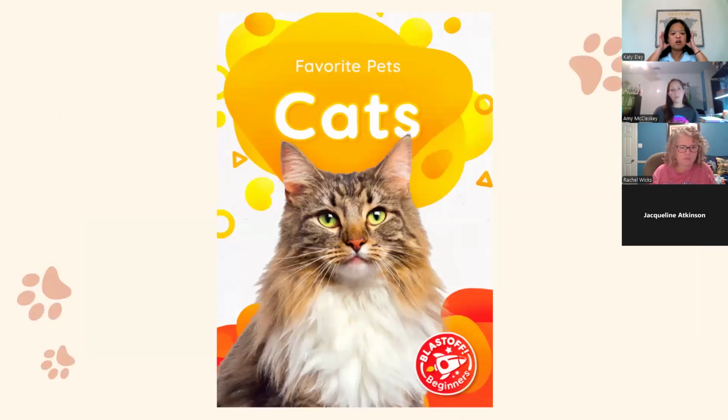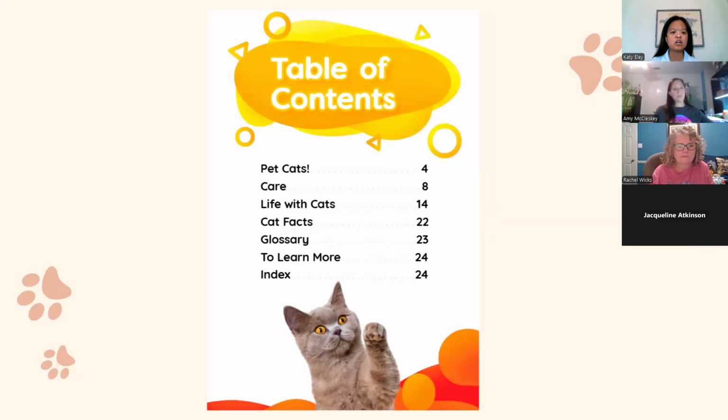All right, for the next book, again I'm going to take short clips from Sora. The next book is called Favorite Pets: Cats. Now, based on just looking at the cover page, do you think this is going to be fiction or nonfiction? Nonfiction. It has a picture of a real cat. Okay. And do you guys remember going back to the flyer? What do you see here on the second page? The table of contents. Yeah, the table of contents.